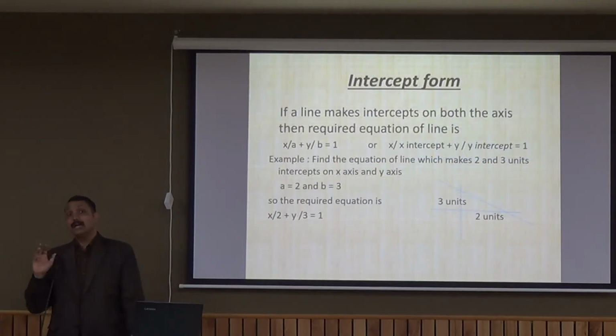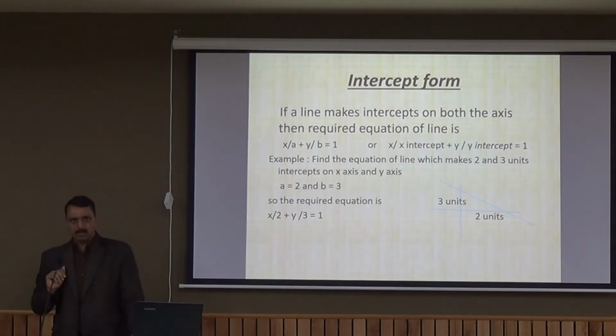Now we are coming to intercept form. Intercept form is used if we know the intercepts made by the line on both the coordinate axes. If a line makes an intercept on the x-axis and an intercept on the y-axis, we can say x upon a plus y upon b is equal to 1. Or simply, x upon x-intercept plus y upon y-intercept is equal to 1.